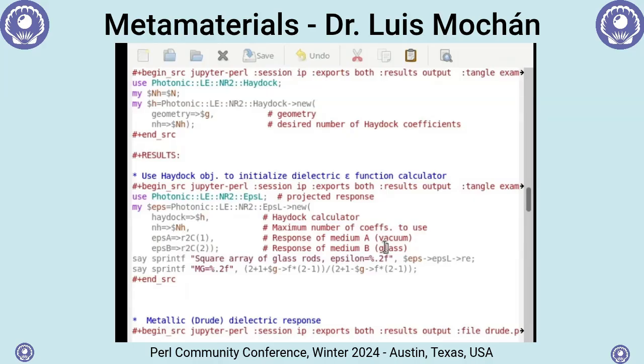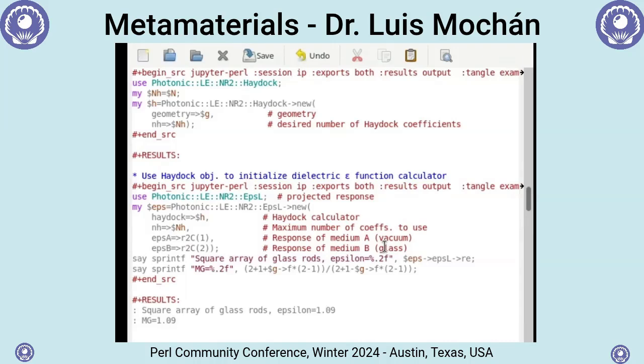Takes a little time to calculate the Haydock coefficients, but it is done. The electric function is 1.09, and I use here an analytical formula to estimate the electric function, and I get exactly the same result, which is not surprising because this is a formula that holds for a circular lattice with a small filling fraction. So this is not very interesting, but at least it shows that the result is correct.